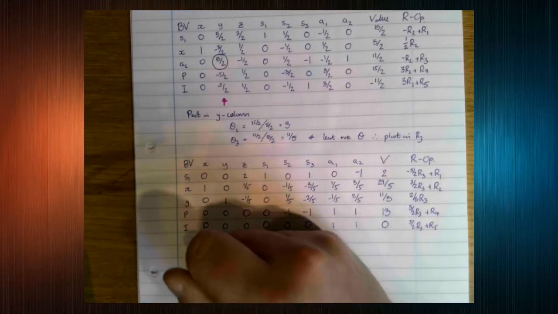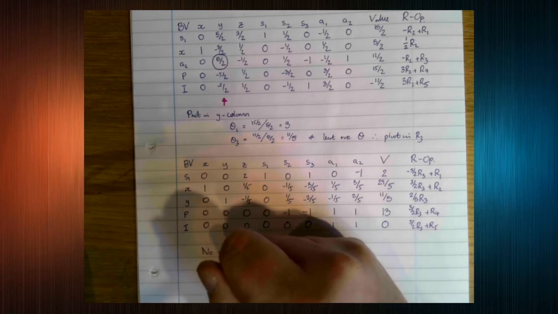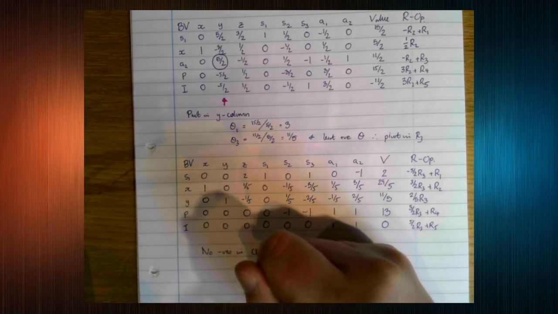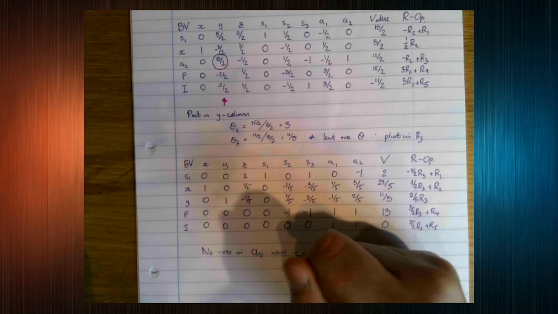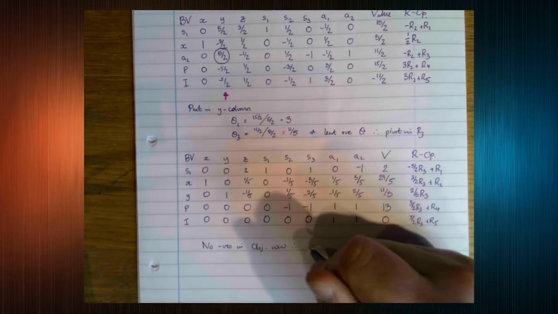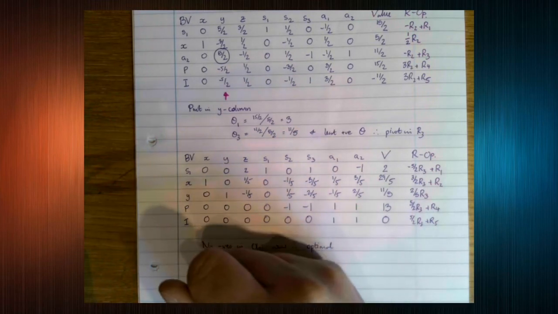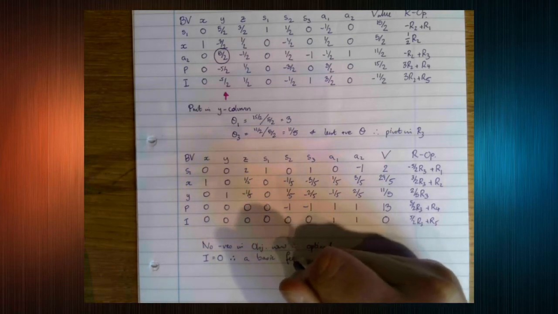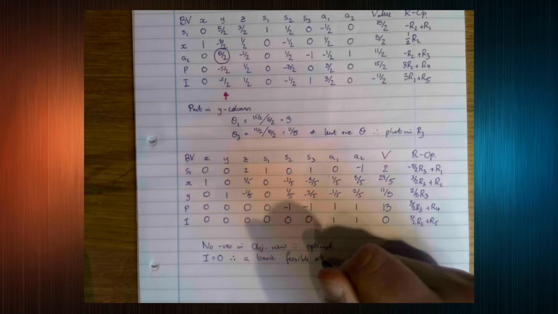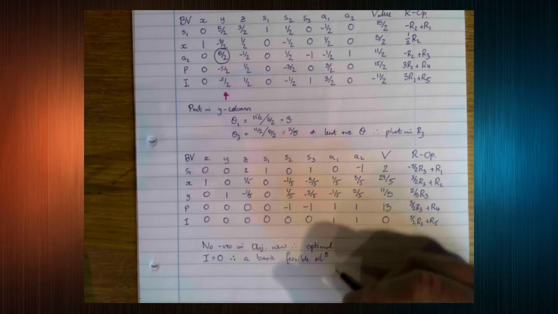table is optimal. So there are no negatives in objective row, so optimal. Also, the value of I is 0, which means a basic feasible solution has been found.